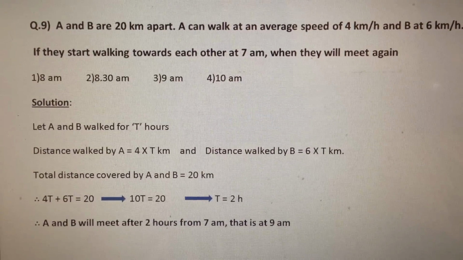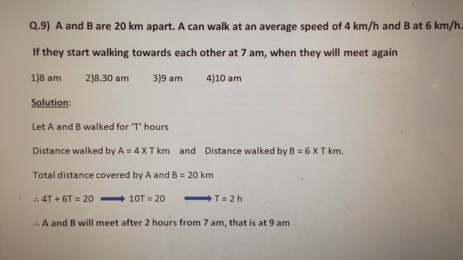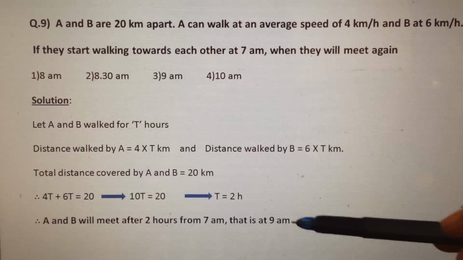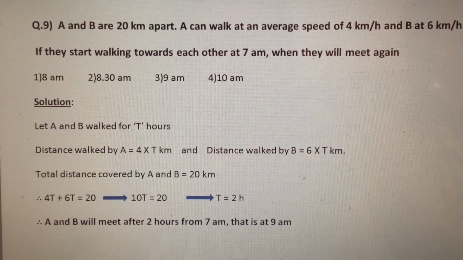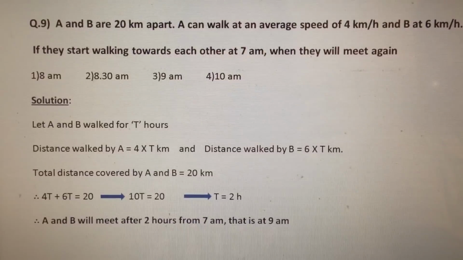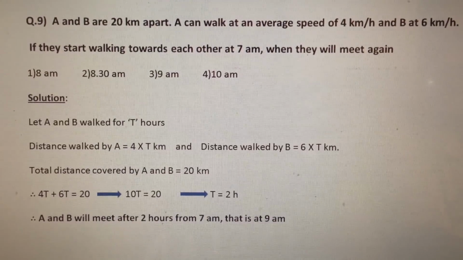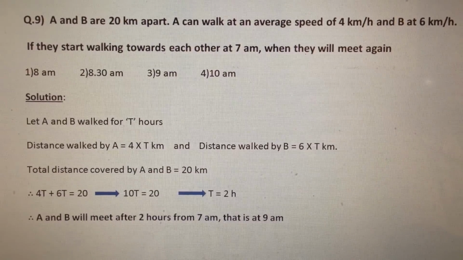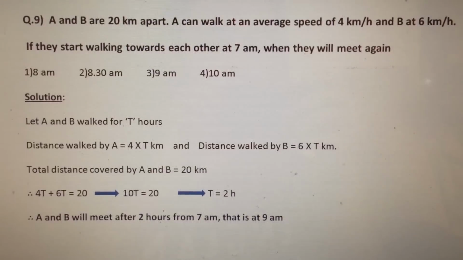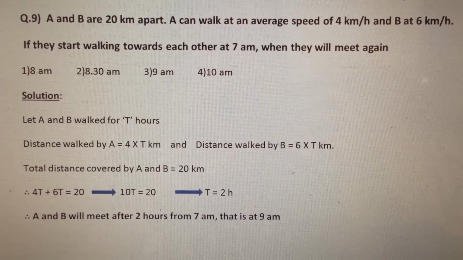Now it is given that they started at 7 am. Therefore, they will meet again at 9 am. The answer is option number 3. This sum can also be done by the concept of relative speed, where the relative speed is 10 kilometers per hour and the distance is 20 kilometers. Therefore, the time is 2 hours.